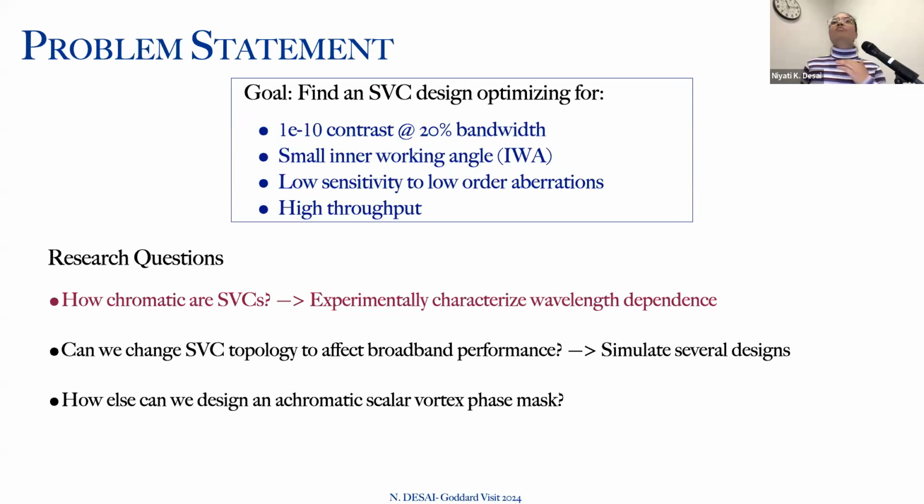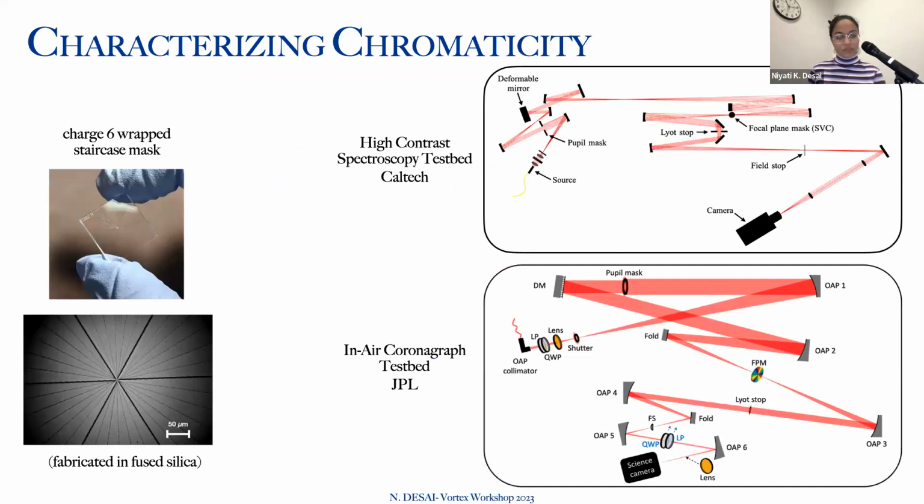So taking this goal and breaking it down into 3 different research questions. The first thing is, okay, we're looking at these scalar vortex coronagraphs. We're saying that they're chromatic. How chromatic are they? Let's see what we're dealing with here and then address how to move forward from there. So the first thing we want to do is experimentally characterize the simplest possible design that we could think of for one of these, and then see where we have room to grow and improve.